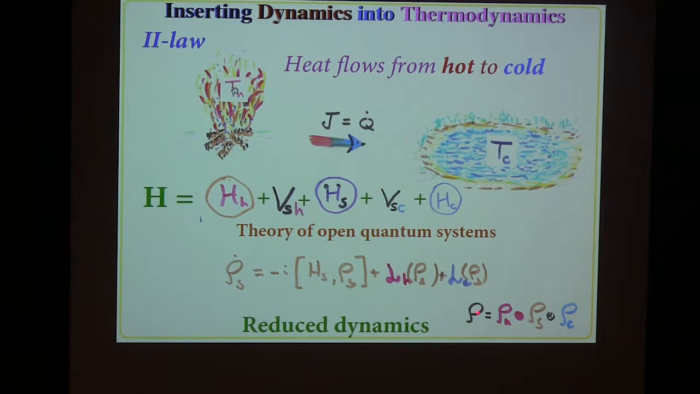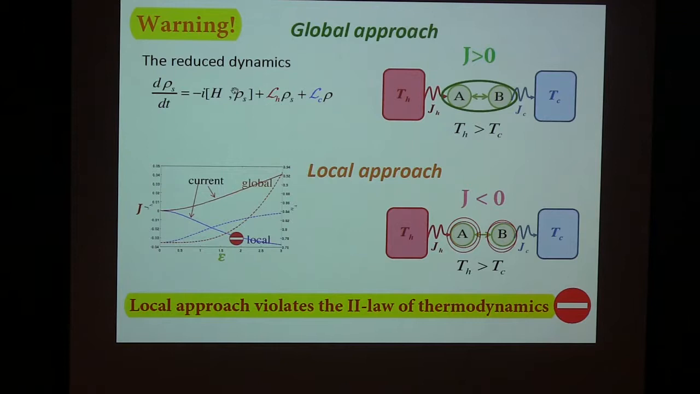The total density operator is a tensor product between the three parts, which is part of this, you could say, Markovian construction. And we know that this is the direction of heat. So this is just a warning. If you just assemble the master equations in a local approach, what it means is, you take this equation that's connected to this heat path, and this part is connected to this heat path, and you just connect them by a small link, you can violate the second law of thermodynamics.